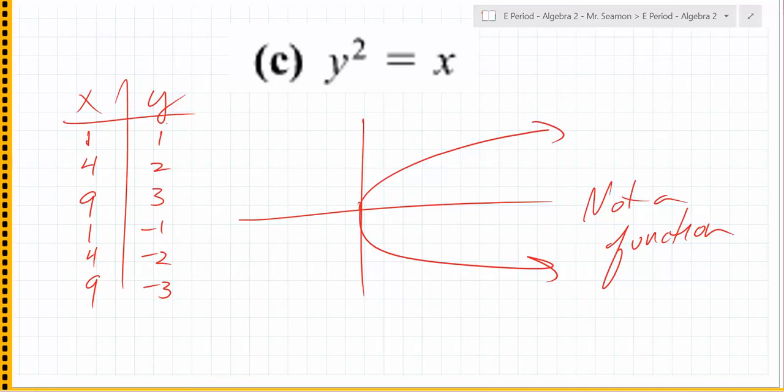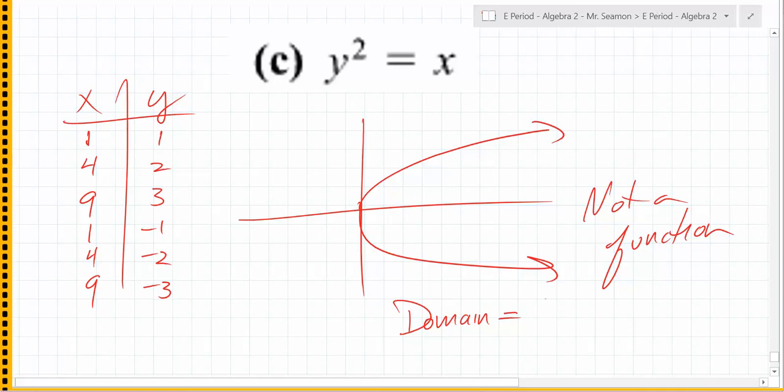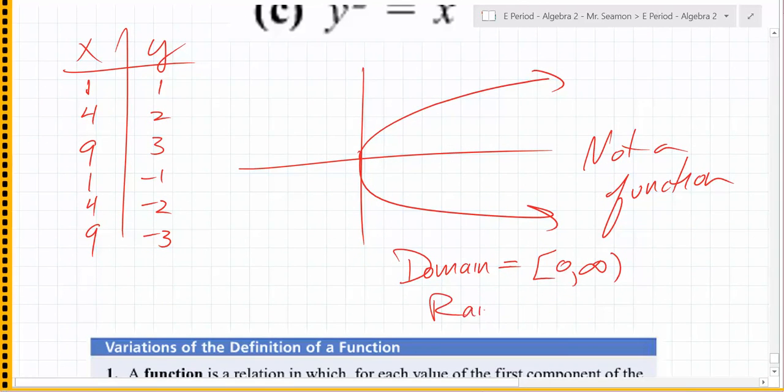Yes, Nikki. So when finding the domain, what would be the domain of this? What's the horizontal shadow? From 0 going which way? To the right. There it is.